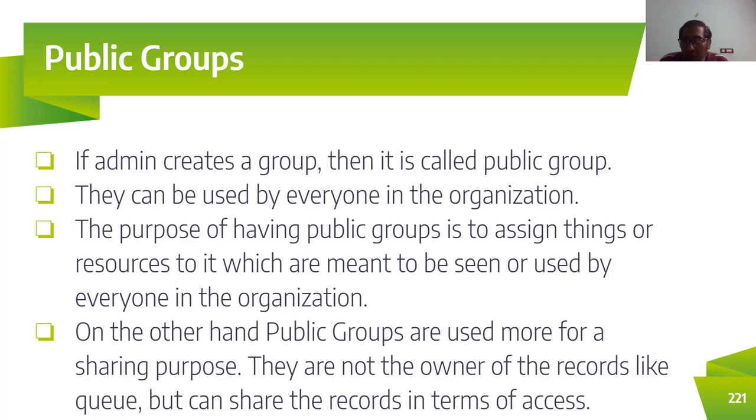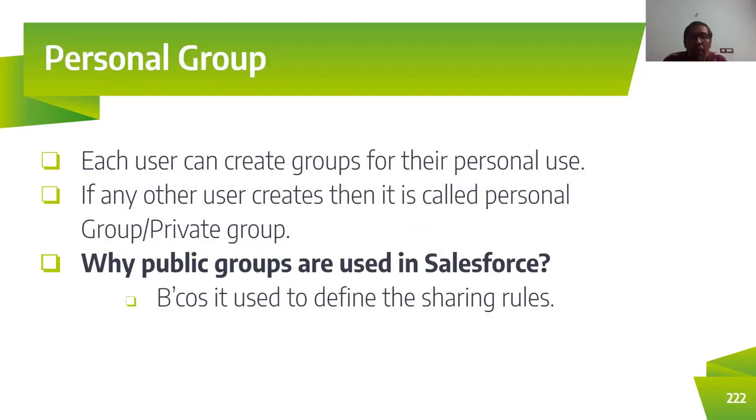What is the use of a public group? Whatever document or data you want to share will be shared with all the users in the org. Public groups are used more for sharing purposes. Just now I told you, they are not the owner of the record like a queue, but the record can be shared with them in terms of access. That is what a public group is.